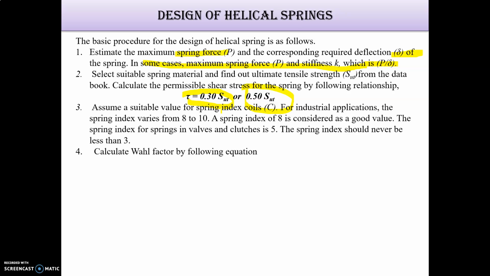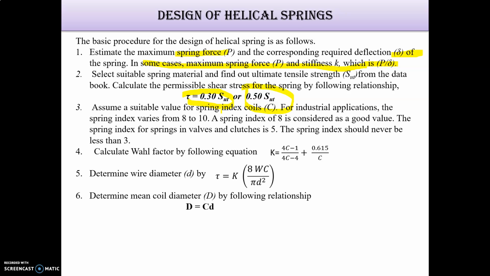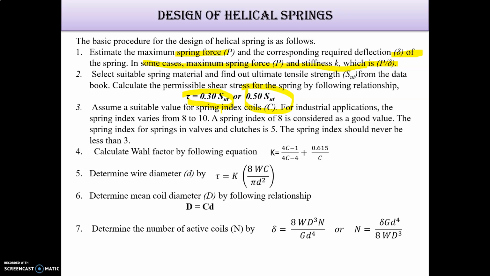Then calculate the Wahl's factor by the following equation: K is equal to (4C minus 1) by (4C minus 4) plus 0.615 by C. Now determine the wire diameter with the help of this term, K into 8WC by pi d square. Now we need to find out the mean diameter. Then determine the number of active coils by using the deflection equation.